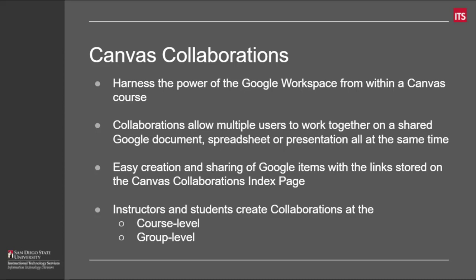The items may be accessed either in Canvas or in the connected Google Drives. Collaboration items can be shared with others who are not part of the Canvas course if desired. This Canvas feature makes the creation and sharing of Google items easy because the links are stored on the Canvas Collaborations index page. There are two ways to use Canvas collaborations. One is at the course level, which can involve the entire class or some subset of course participants, and the other is at the group level with small groups of students.